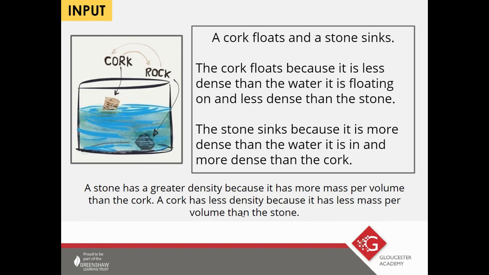A cork floats and a stone sinks. The cork floats because it is less dense than the water it is floating on, and less dense than the stone. The stone sinks because it is more dense than the water it is in, and more dense than the cork. So the stone has more mass per volume than the cork. I'm going to give you time to just read that again and make sure that you're happy with what that says. When you're happy with what that says, you might want to make some notes.